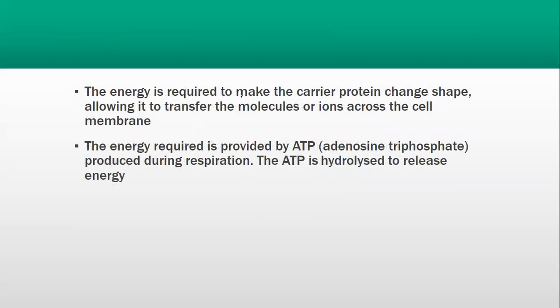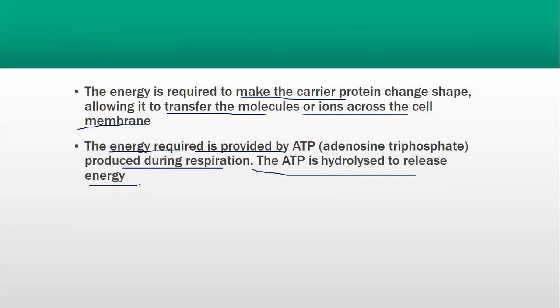The energy is required to make the carrier protein change shape, allowing it to transfer the molecules or ions across the cell membrane. The energy required is provided by ATP, adenosine triphosphate, produced during respiration. The ATP is hydrolyzed to release energy.